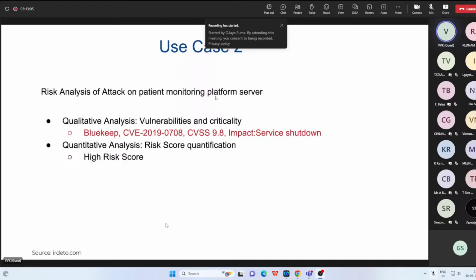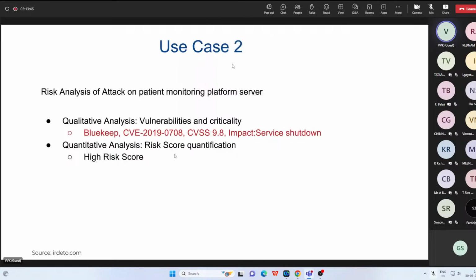So if there is an attack on such a server, there is a vulnerability called BlueKeep with this CVE, and the criticality is 9.8, very high. And then what is the impact? Service shutdown. The patient won't be able to utilize that service, the data won't be updated, and the dashboards and all will not be available. So now you can quantify it also.